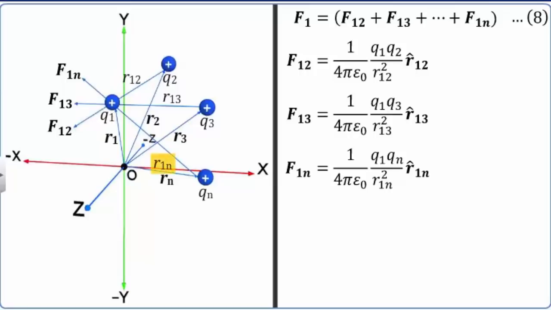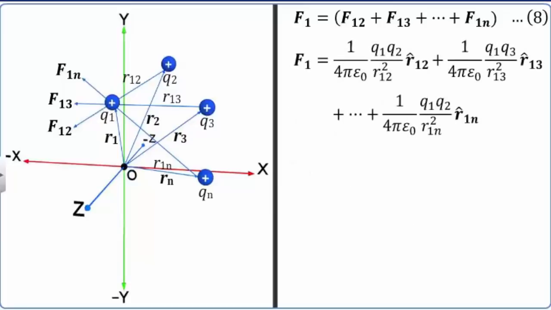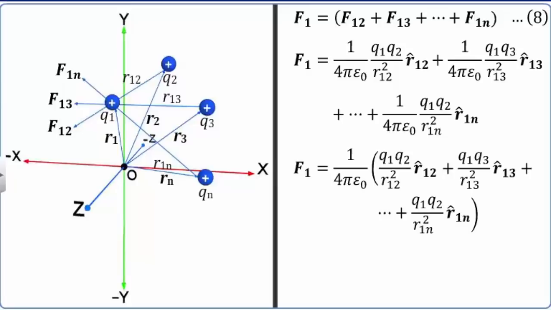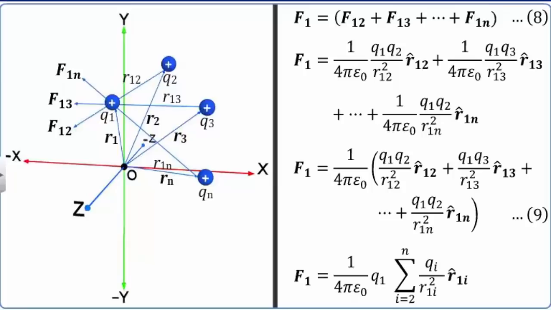R1n is the distance between Q1 and Qn and R1n cap is the unit vector in the direction of the force F1n. Now, using F12, F13, F1n in the principle of superposition, we have F1 as equation 9. Thus, the net electrostatic force on Q1, F1, is equal to 1 by 4 pi epsilon naught into Q1 into sigma i equal to 2 to n Qi by R1i square into R1i cap. Let this be equation 10.